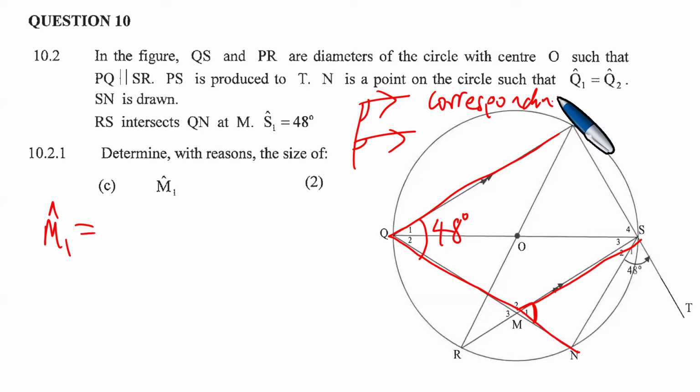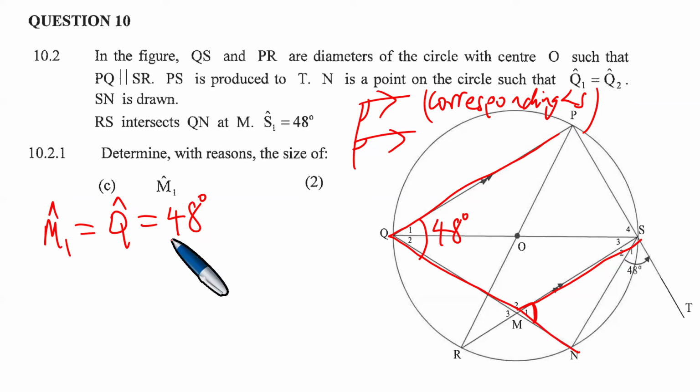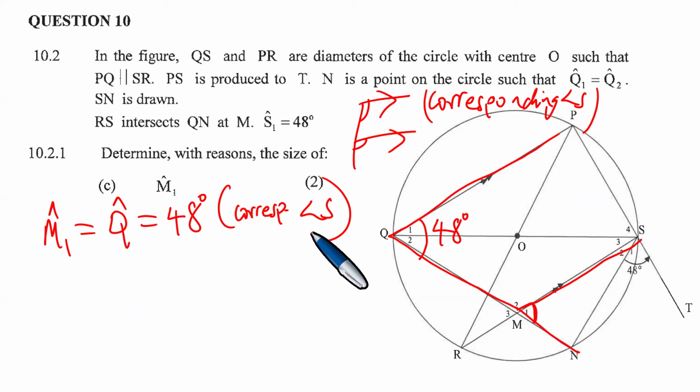Right, they're called corresponding angles. So angle M1 is equal to angle Q, which is equal to 48 degrees. What are these called? They're called corresponding angles.